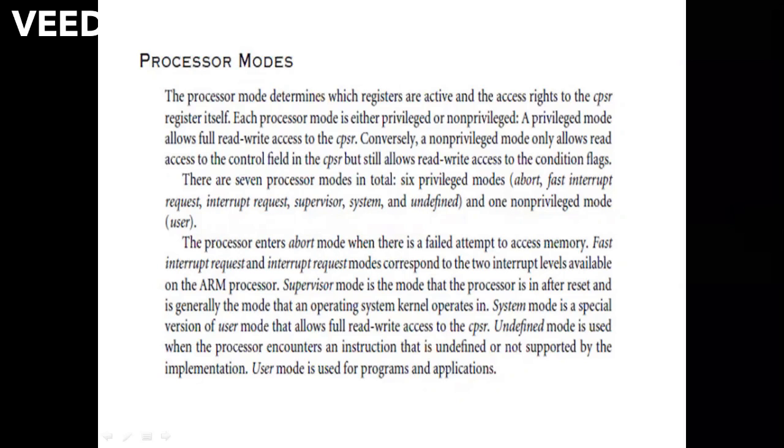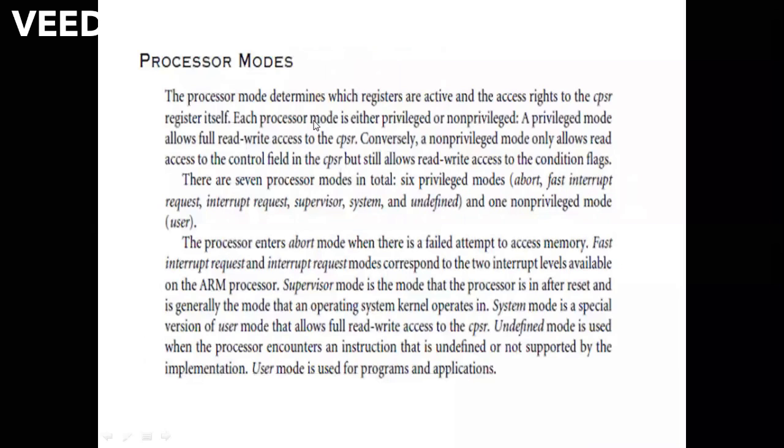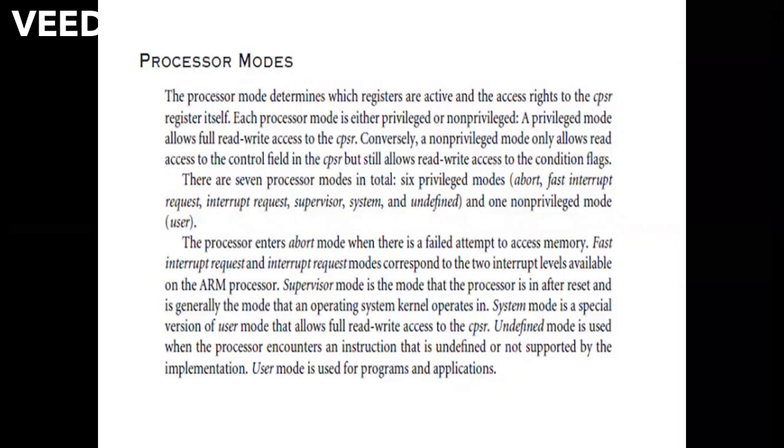About the sound and screen. Hello. Yes, sir. Audio is clear.